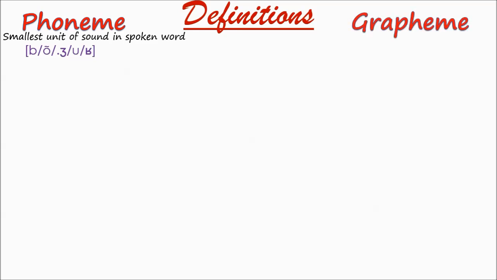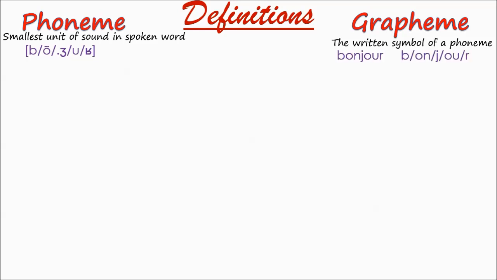Now, every phoneme in a language can be represented by what we call a grapheme, and a grapheme is simply the written symbol that we use to represent a phoneme. Okay, so the written symbol of a phoneme. And grapheme comes from the Greek word graphema, which means letter.